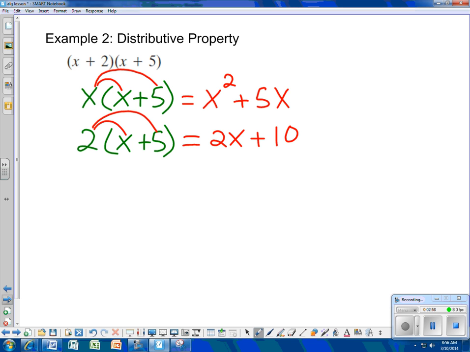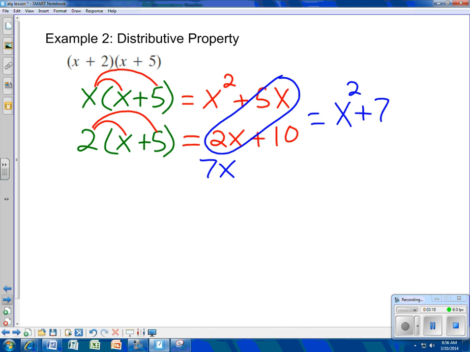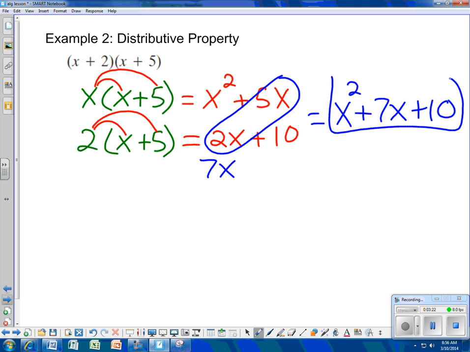Okay, now that we have the 4 parts, we can combine like terms. That would be the 5x and the 2x. Those come together to make 7x. And then our final answer will be x squared plus 7x plus 10. Okay, so that's the distributive property.